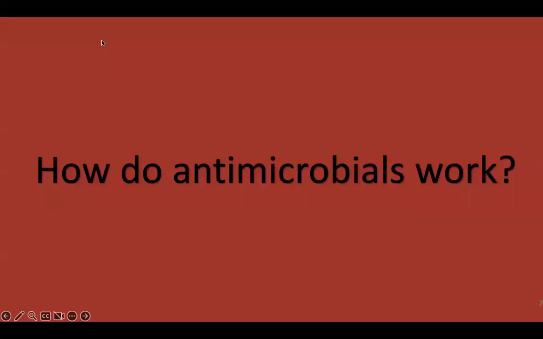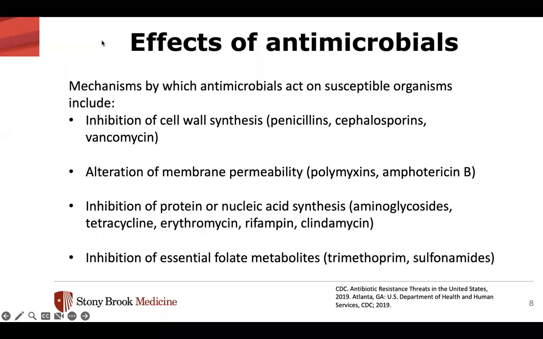First, we're going to talk about how antimicrobials actually work before I get into how antibiotic resistance happens. There are different mechanisms by which antimicrobials act on organisms. We have inhibition of cell wall synthesis, that's your penicillins, cephalosporins, and vancomycin. You could also have alteration of membrane permeability, like the polymyxins. There's also inhibition of protein or nucleic acid synthesis, like aminoglycosides and tetracyclines. And you can also have inhibition of essential folate metabolites, like trimethoprim.